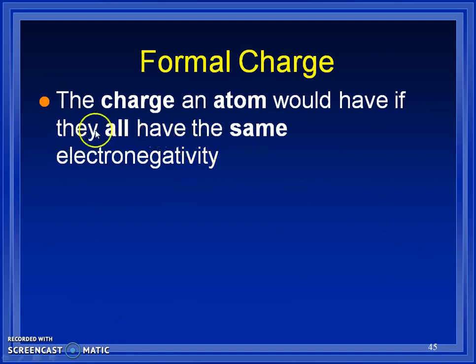So this is really important to understand. Formal charge is as if everybody had the same electronegativity, which we know is not the case. So that's why these are not the oxidation numbers. This is formal charge to help us predict which structure would be the most plausible.